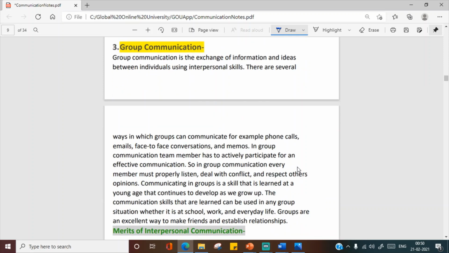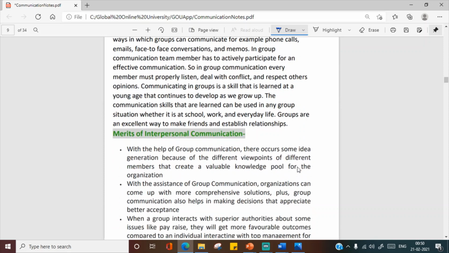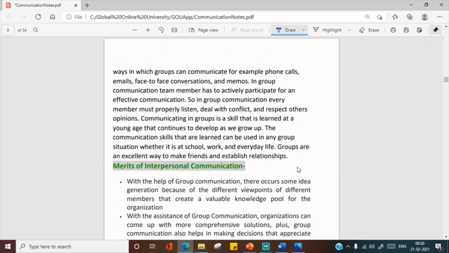The third is group communication. Group communication is when more than two people are communicating in groups. It is a kind of communication where a few people are communicating with each other. It could be over a call or a WhatsApp video call, or simply some people sitting in a room. That is group communication. So there are activities.